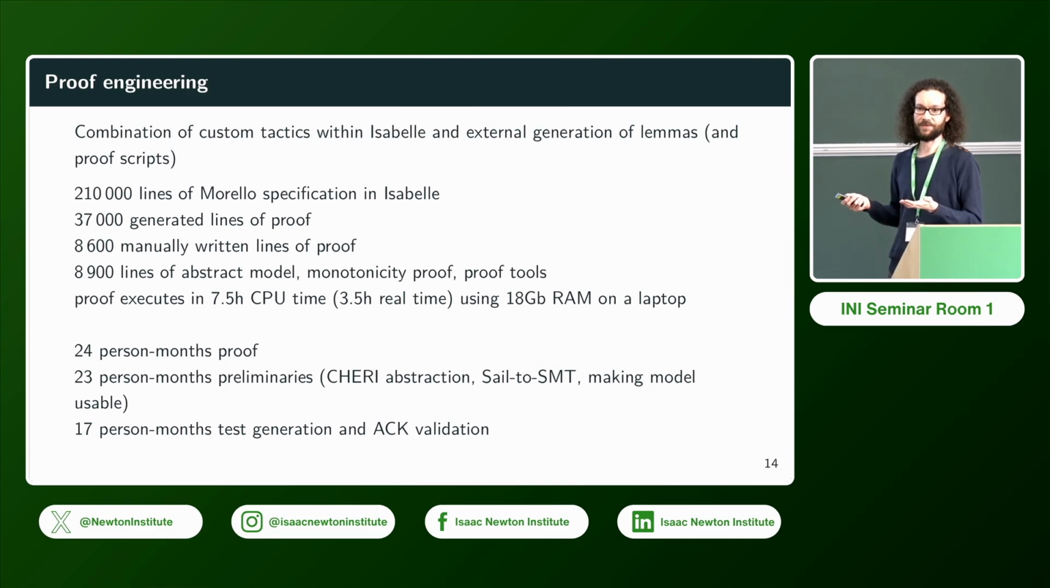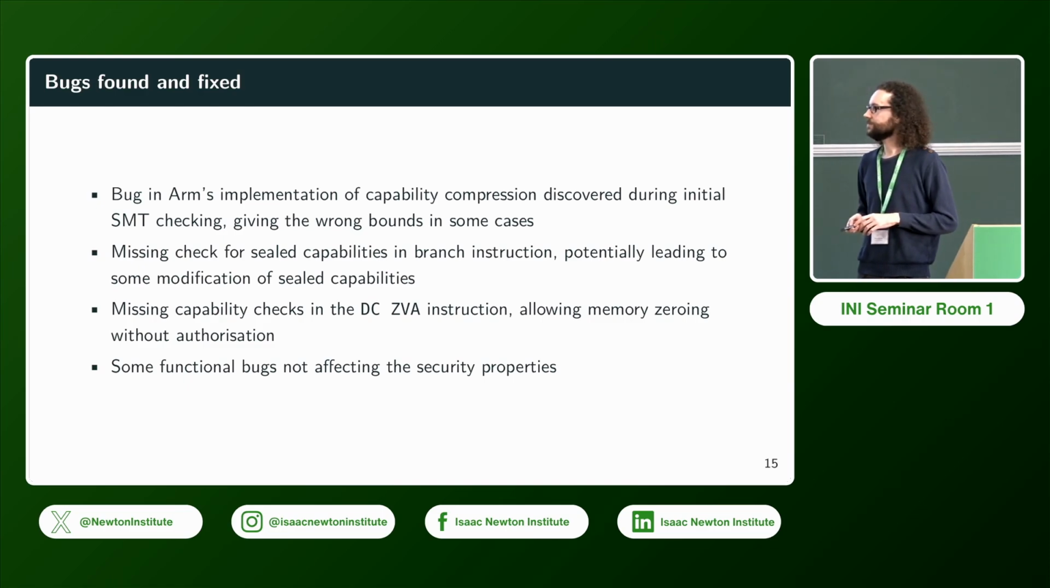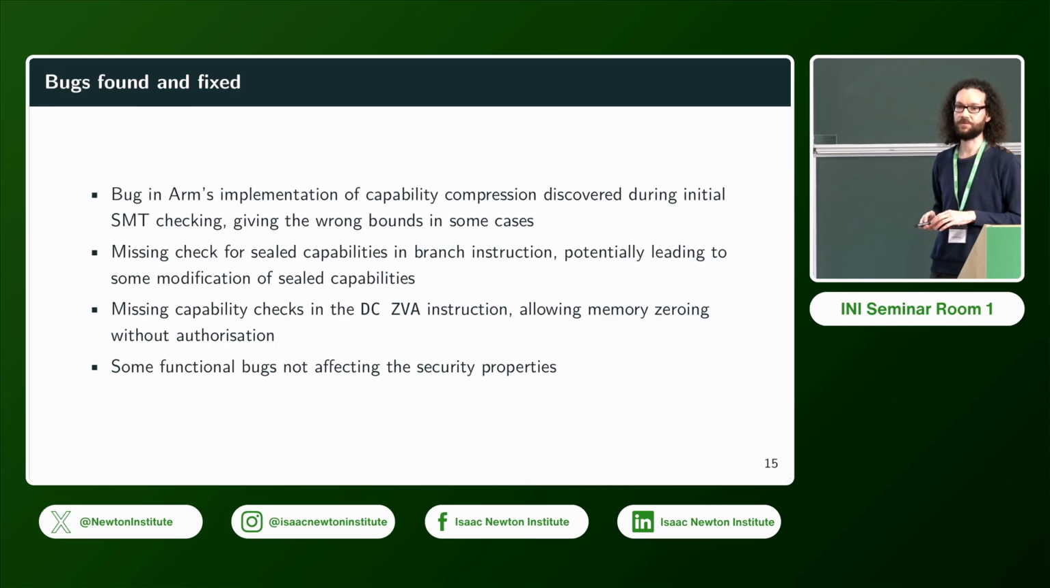Because any bugs that we found, we wanted to report them and have them fixed. And we did find a couple of bugs in here. Some of them we found very early on, even before we started doing the Isabelle proof. We used some of the SAIL SMT tooling to check some properties of these capability manipulation functions, and already found some bugs there. And then later throughout the proof, we found a number of bugs, mostly missing capability checks in some of the corner cases of the architecture. We did not find very many bugs, which is, I guess, a sign of the quality that the designers of the architecture at ARM were doing.